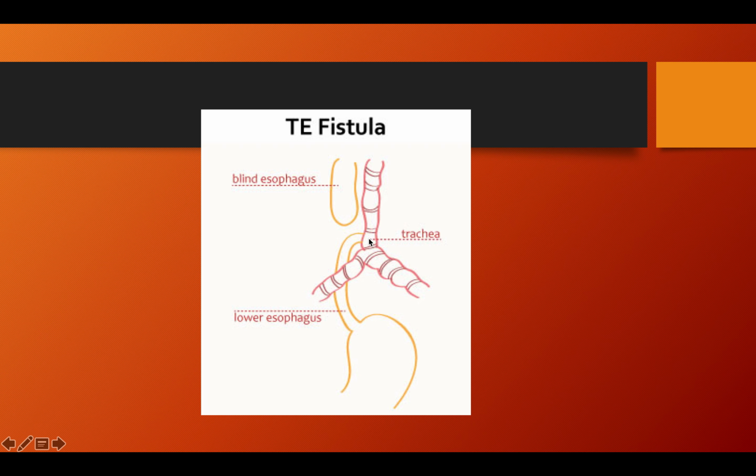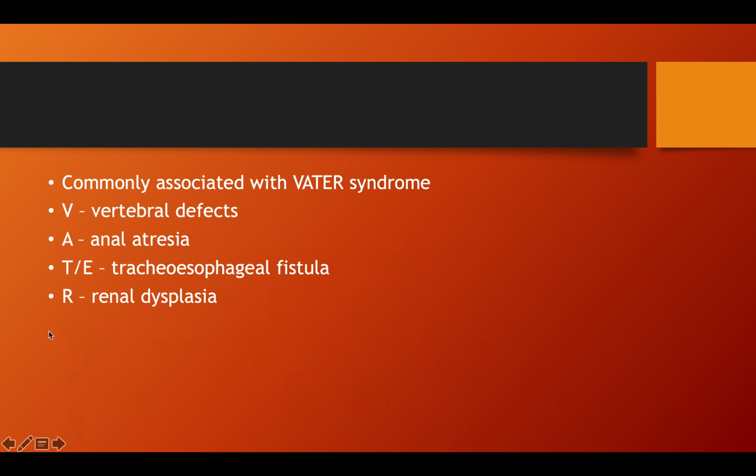So this is what tracheoesophageal fistula is gonna be. This is normally congenital. The baby is born with it, and as soon as the baby is born, he has to undergo intensive surgery to get it cleared off.